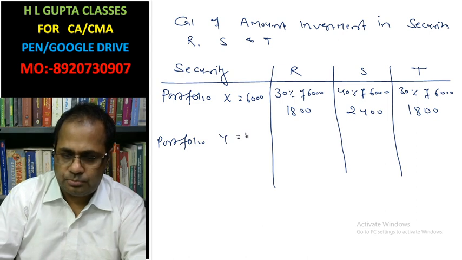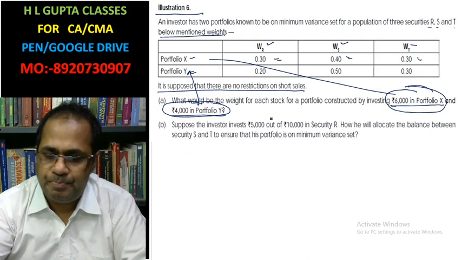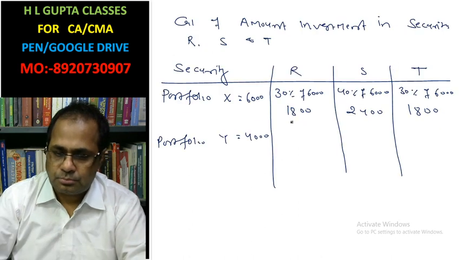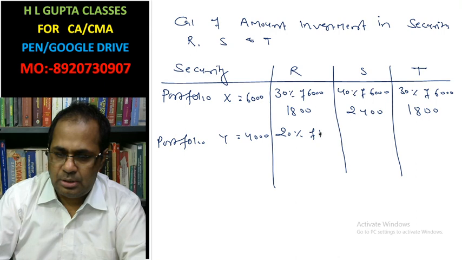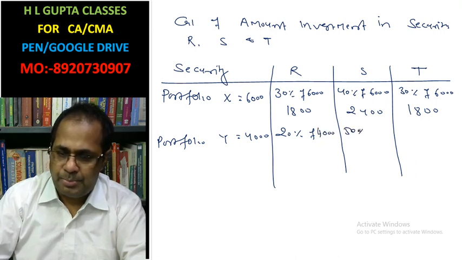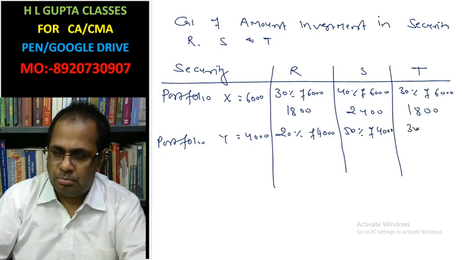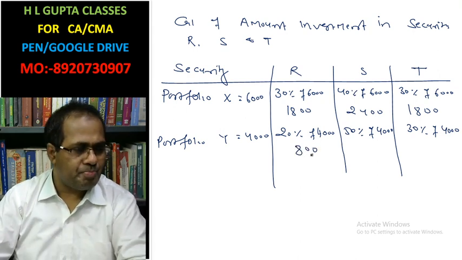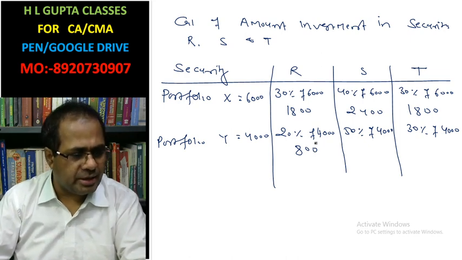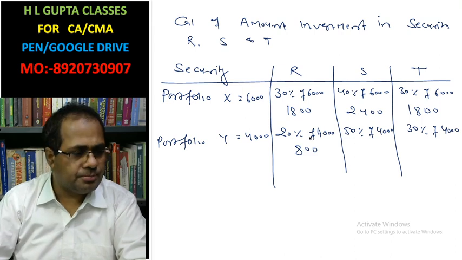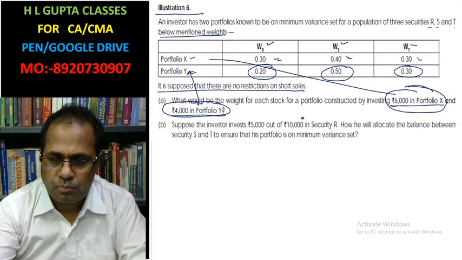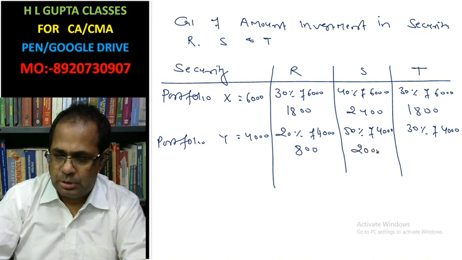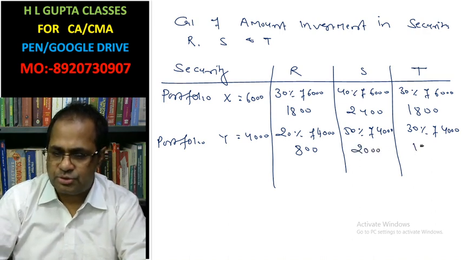Portfolio Y, that is 4,000. What are the weights? 20%, 50%, 30%. 20% of 4,000, 50% of 4,000, 30% of 4,000. This is 800, 2,000, 1,200.